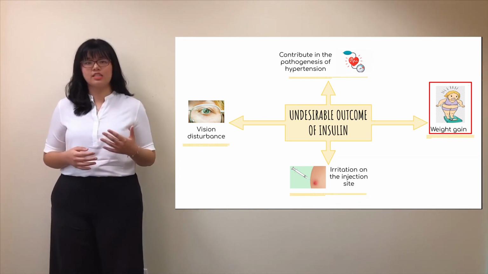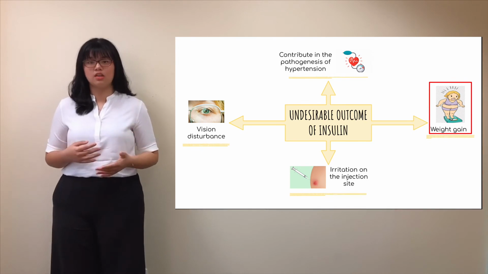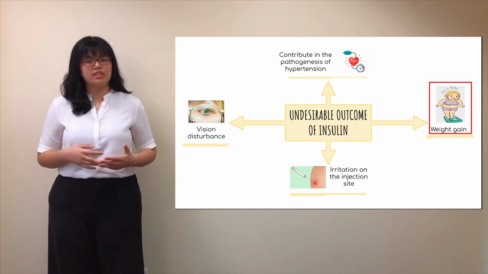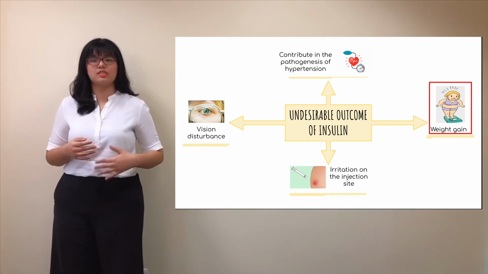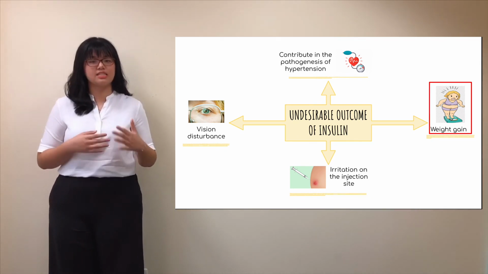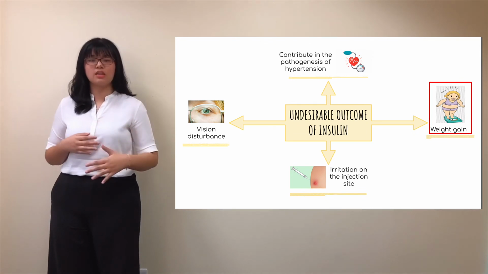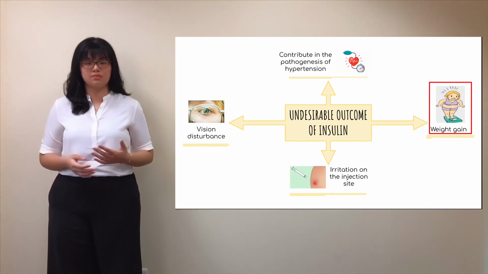glycosuria and the reduction in 24-hour energy expenditure. The reduction in 24-hour energy expenditure is the result of insulin-associated decrease in triglyceride or free fatty acid cycling and glucose and protein metabolism.